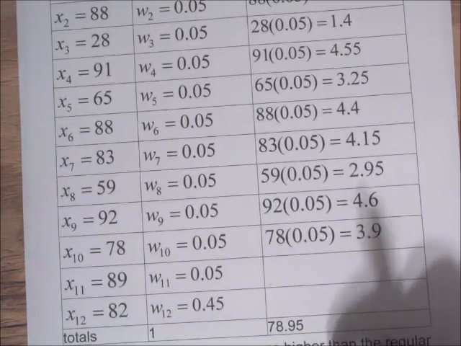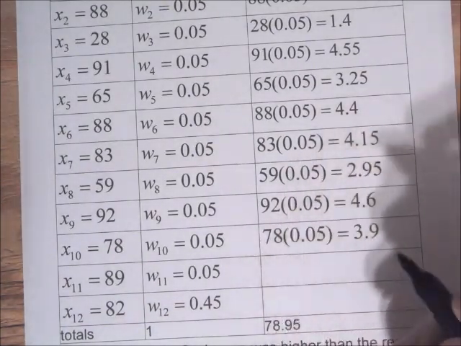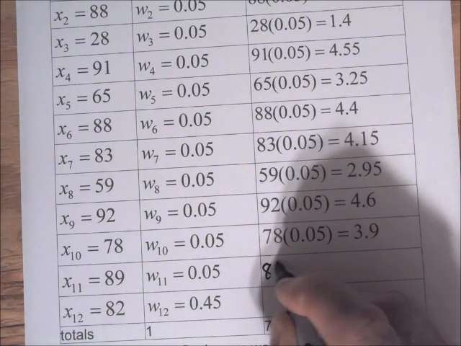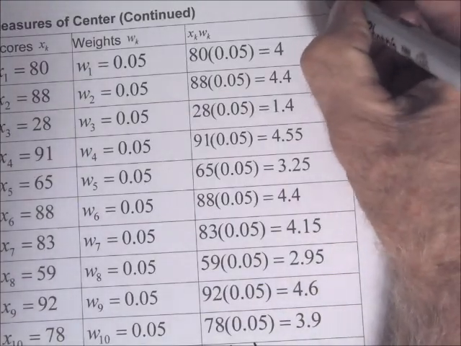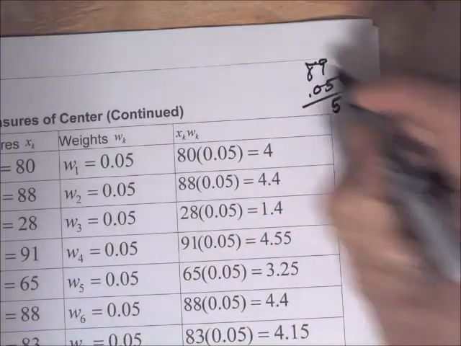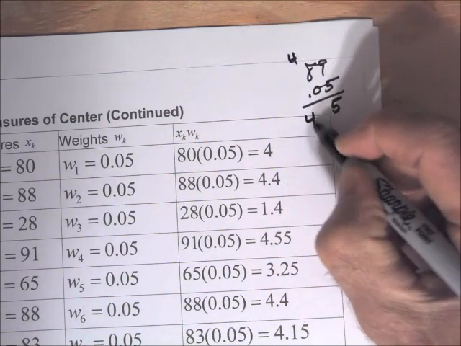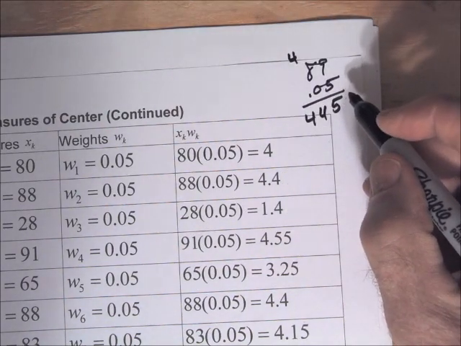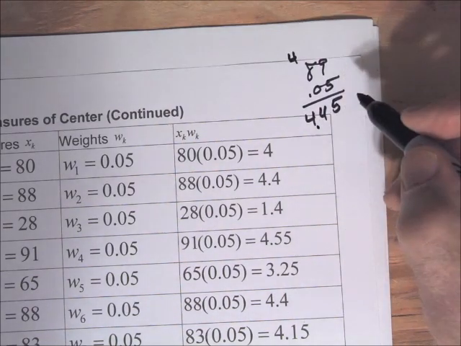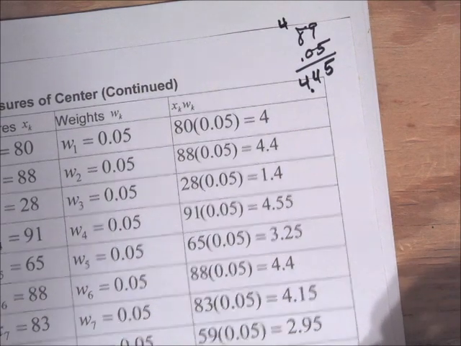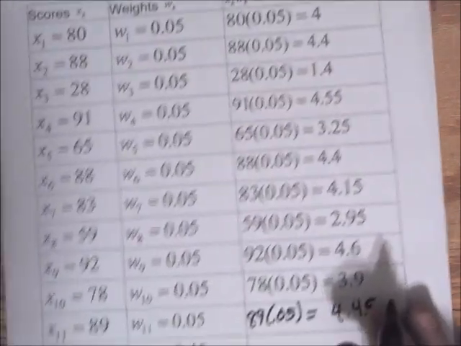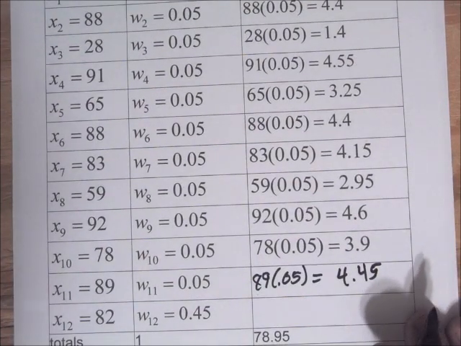At the bottom here, I left a couple of blanks, so this would be 89 times 0.05, which is going to be, and then I have 45, 8 times 5 is 40, 44, and so that's going to be 4.45. And then we have 82 times 0.45, which is the last one.